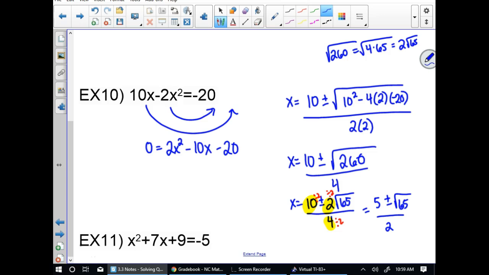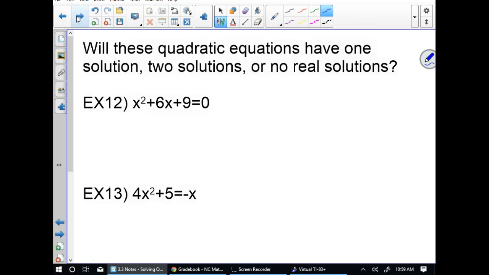But on Monday, we're actually going to learn a way we can deal with those answers. But for right now, we're not going to do it. All right. Okay, here is the last thing that we're going to do. Quadratic equations have one solution, 2 solutions, or no real solutions. So for these problems, that's what I'm asking. I don't want you to solve the whole problem. I just want to know whether there's 1, 2, or no real solutions.